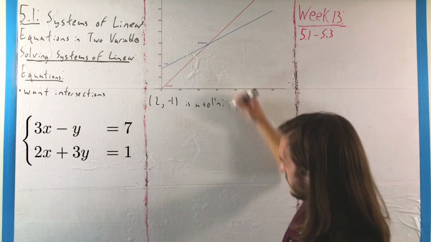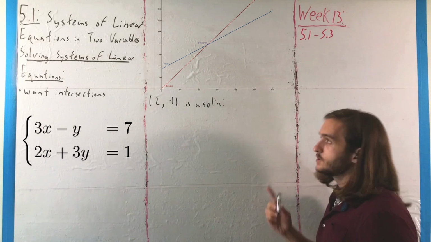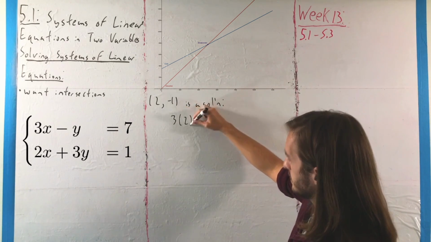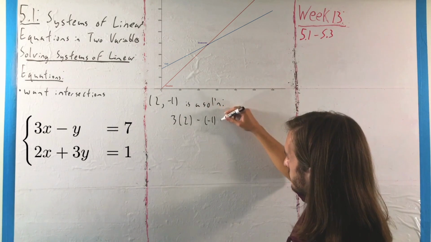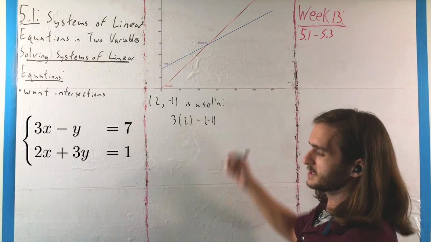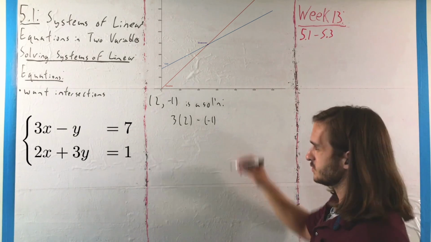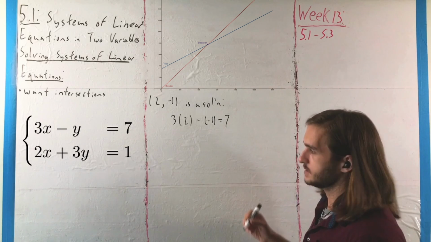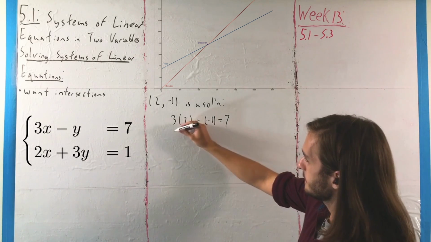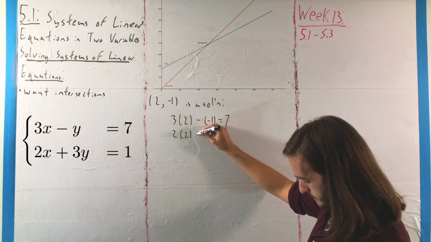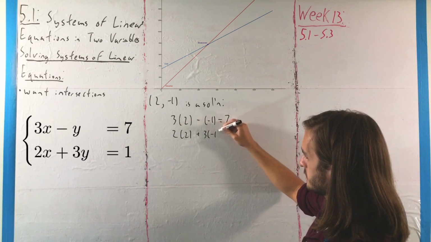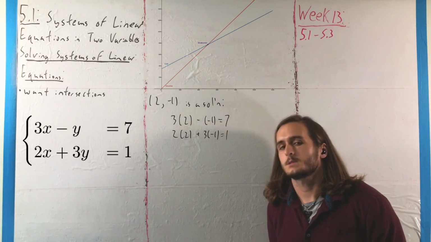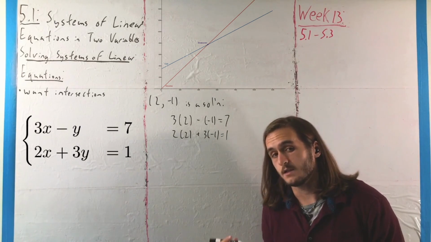The reason why we can say that is because if we go into our system and plug in our values, we would get 3 times 2 minus a -1. I'm thinking my double negatives too quickly here, but we stick these together and what we'll end up with is 7, so our first equation is satisfied. Meanwhile, for our second, we would have 2 times 2 plus 3 times -1, so we'd have 4 minus 3, or 1. So this satisfies both equations. This is a valid solution.